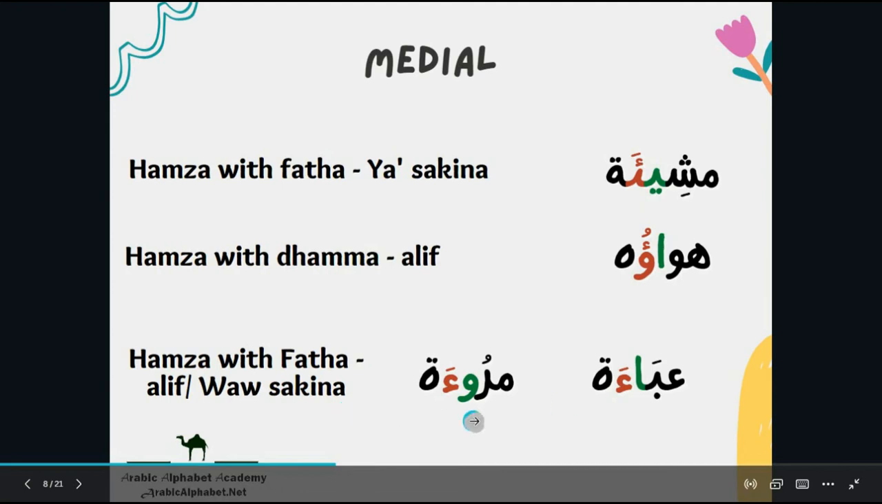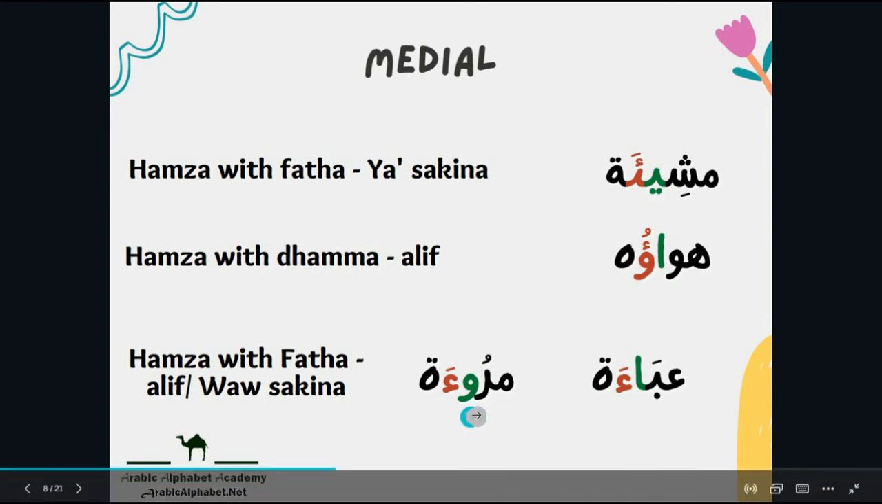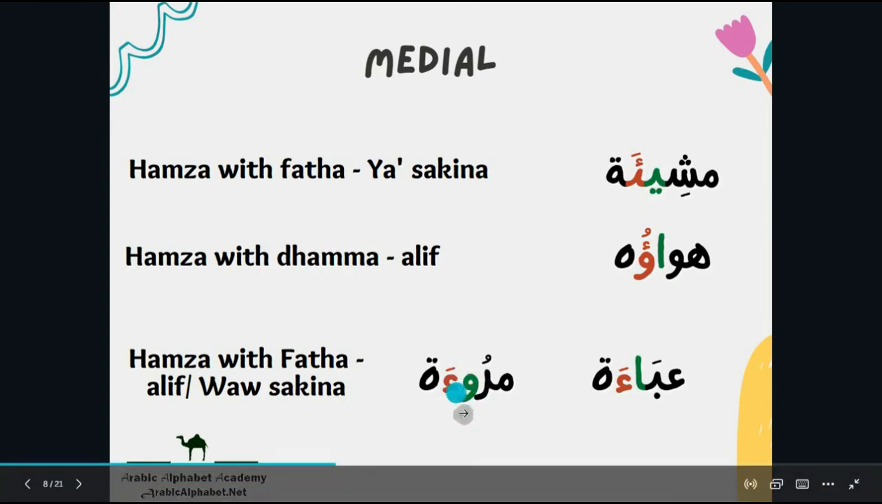For the Waw Sakina we have muru'atun, chivalry. Here the Waw also is playing the role of mad for the Ra. We have ru, ru, ru, ru. And that's why we follow this rule and the Hamza is on the line.